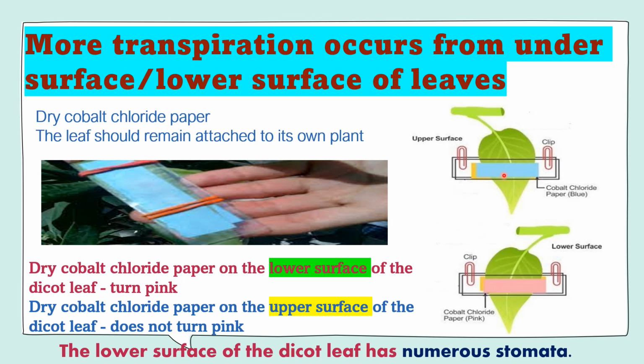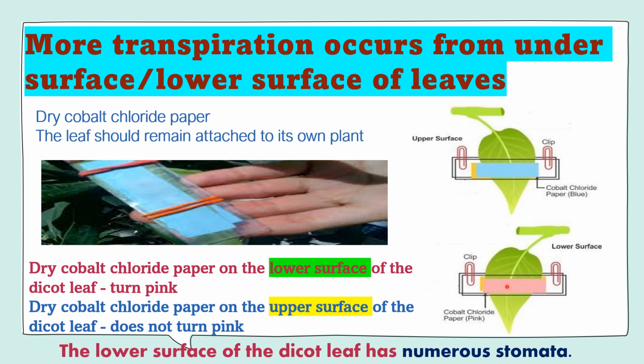But how does it turn pink after a long time? Due to cuticular transpiration. On the lower surface, cuticular transpiration as well as stomatal transpiration is there. That's why it turned pink very fast, because numerous stomata are present on the lower surface. Compared to stomatal transpiration, cuticular transpiration is very little. The amount of water vapor escaping through the cuticle is very little compared to stomata.